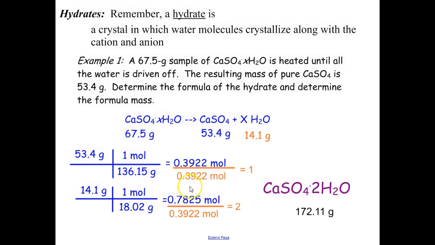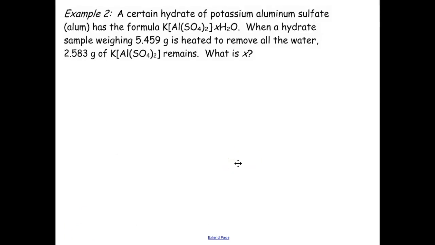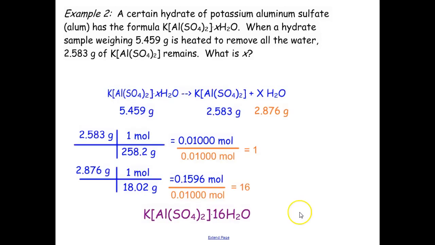So in summary, we treated it just like an empirical formulas problem, but instead we took the molar mass of the anhydrous and the molar mass of water, converted both to moles, divided by the smaller, and ended up with a formula. Now it's your turn to try the problem. Pause the video and try to figure out the formula for this potassium aluminum sulfate hydrate by figuring out what X is. When you're ready, start the video again.